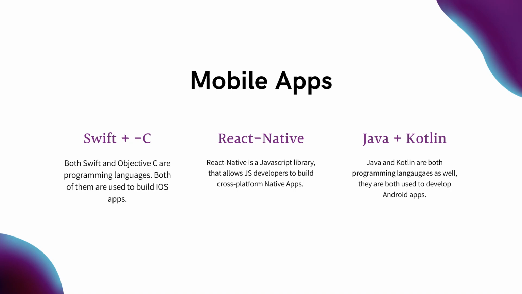And what does cross-platform mean? Cross-platform means it's for both Android and iOS. So when you build an application with React Native, you don't have to write the code twice. Just write it once, and it can be used for iOS and Android. If you write your code in Swift or Objective C, it can be used for iOS but can't be used for Android. So let's keep going.